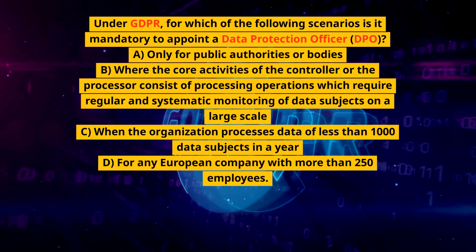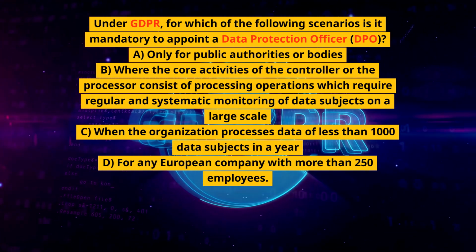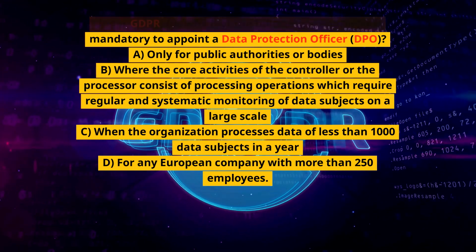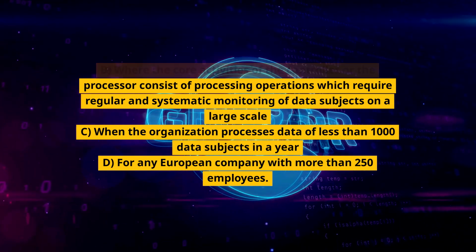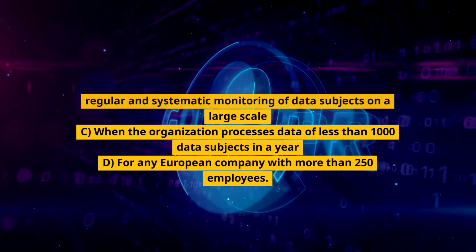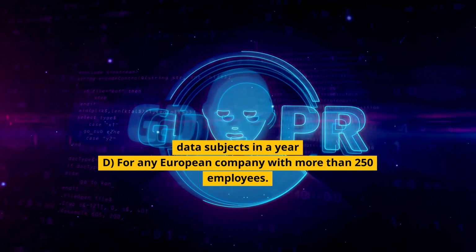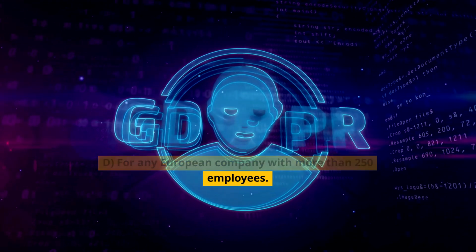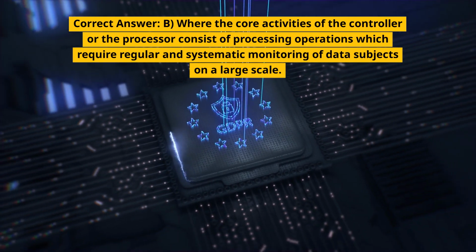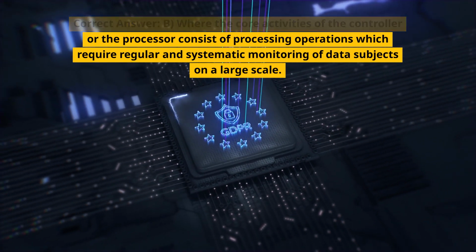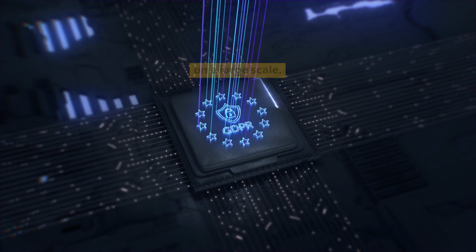Under GDPR, for which of the following scenarios is it mandatory to appoint a data protection officer, DPO? A. Only for public authorities or bodies. B. Where the core activities of the controller or the processor consist of processing operations which require regular and systematic monitoring of data subjects on a large scale. C. When the organization processes data of less than 1,000 data subjects in a year. D. For any European company with more than 250 employees. Correct answer: B. Where the core activities of the controller or the processor consist of processing operations which require regular and systematic monitoring of data subjects on a large scale.